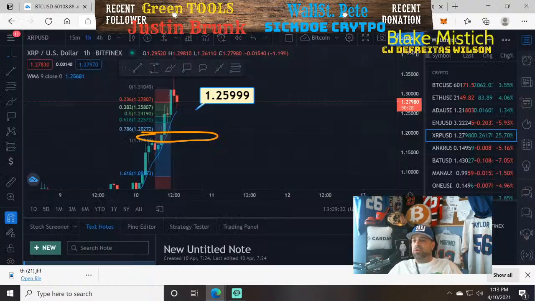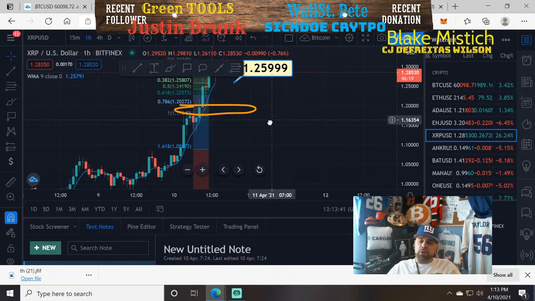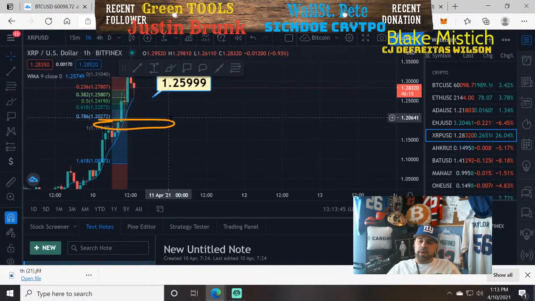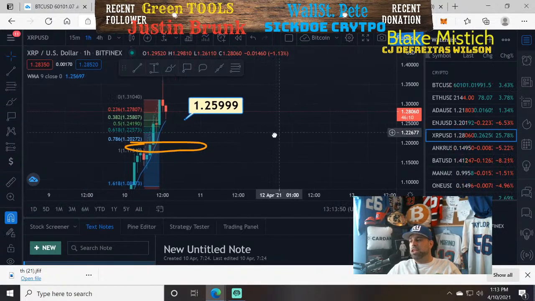XRP is a huge project that is definitely going through. I would start buying as this is falling through to the 38.2%. This was a big move. Expect maybe something down here, like I said, before we hit that yellow and then back. It's going to take some time. These big moves don't happen and then just all of a sudden keep going crazy.